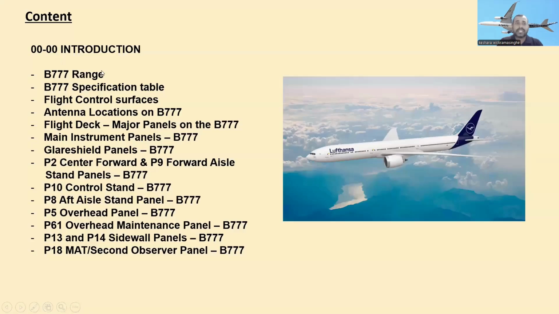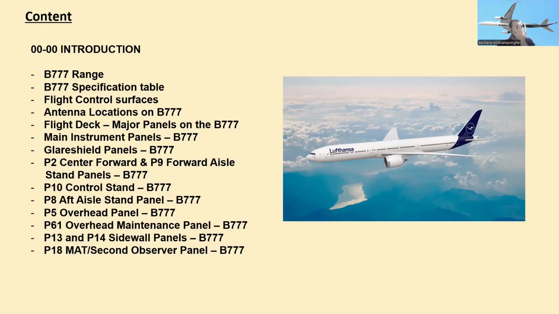All right, so in this one, I'm going to discuss the Boeing 777 range and the Boeing 777 specification table, flight control surfaces and antenna locations on Boeing 777, and the flight deck, major panels on the Boeing 777, main instrument panel, Glareshield panels, P2 center forward, P9 forward aisle stand panel, P10 control stand, P8 aft aisle stand panel, P5 overhead panel, P6 overhead maintenance panel, P13 and P14 sidewall panel, and P18 second observer panel. So I will discuss what things are inside these panels as a general discussion.